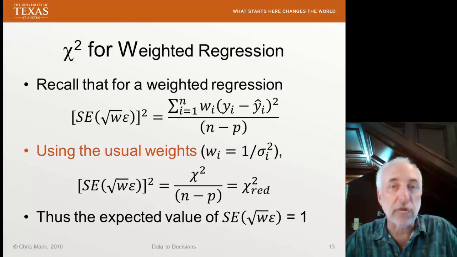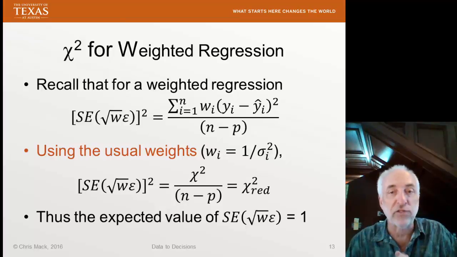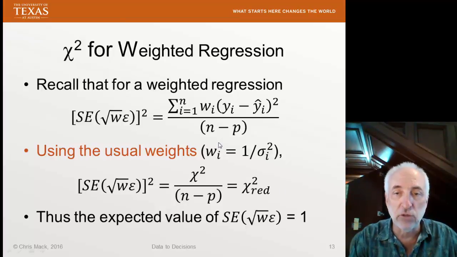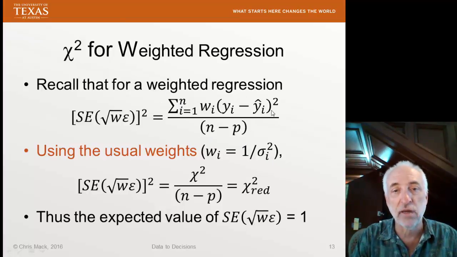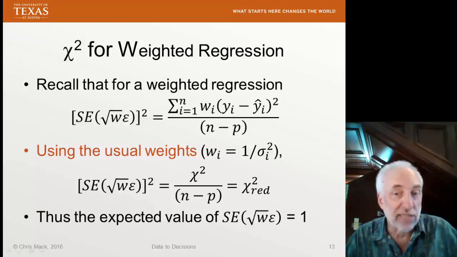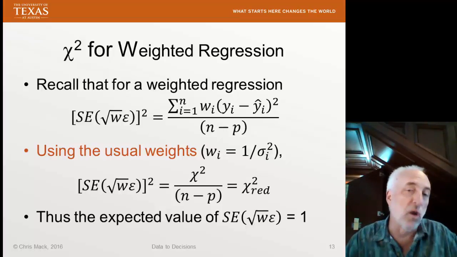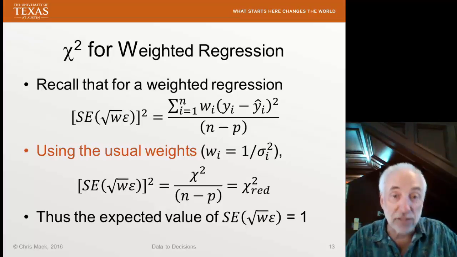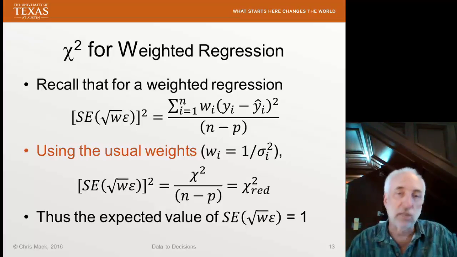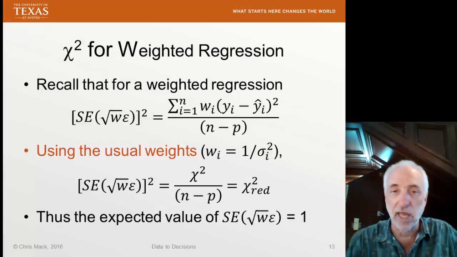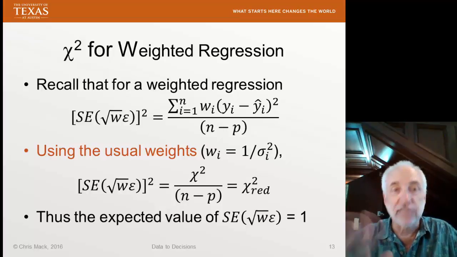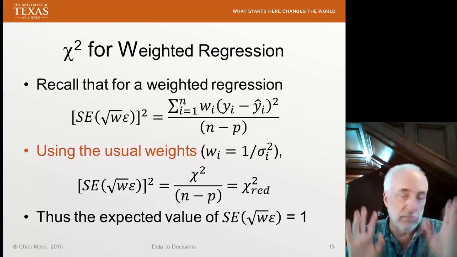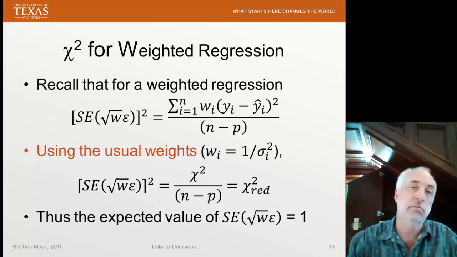Of course, we can do the same thing for a weighted regression if we use our usual weights. Our usual weights are weights equal to 1 over the measurement error squared for each data point I. If we use those weights, then our standard error of the weighted residual squared is the same thing as the reduced chi-square. Well, that just means we can take the standard error of the weighted residuals and compare it to 1. Or the standard error of the weighted residual squared compared to 1. And do our chi-square test in the same way as always. That's, of course, assuming that we've used the usual weights. If we use some different weighting, then this doesn't work.